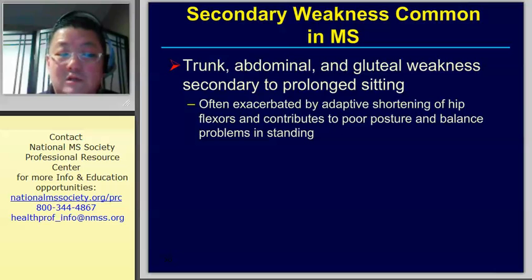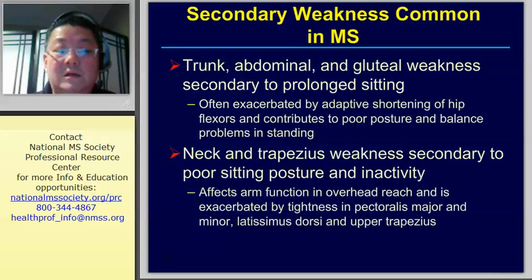Trunk, abdominal, and gluteal weakness secondary to prolonged sitting occurs. How many of our MS patients that are in the later stages are stuck in a wheelchair? Right, often exacerbated by adaptive shortening of the hip flexors, which contributes to poor posture and balance problems in standing. So they're sitting for a long period of time. They might get a contracture in the knee, which might prevent them from standing ever again, which is just as important for them, as you'll see in just a little bit.